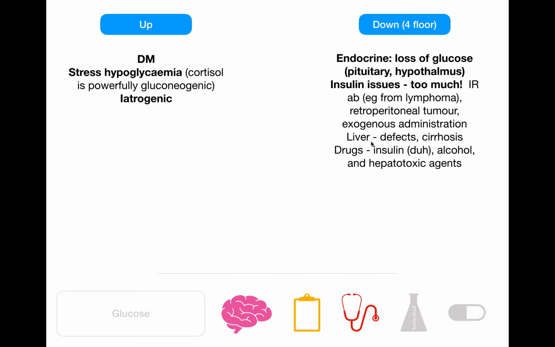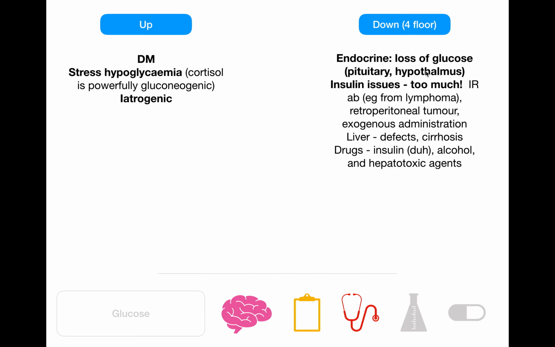And the liver as well, because the liver is going to be involved in producing and breaking down things and making sure that glucose can be brought out. So any defects or cirrhosis, and that includes drugs, so any hepatotoxic agents, will cause that issue as well. And because we have all the endocrine cascade, if we have a loss of glucocorticosteroids, so any sort of steroid loss, pituitary or hypothalamic issues.